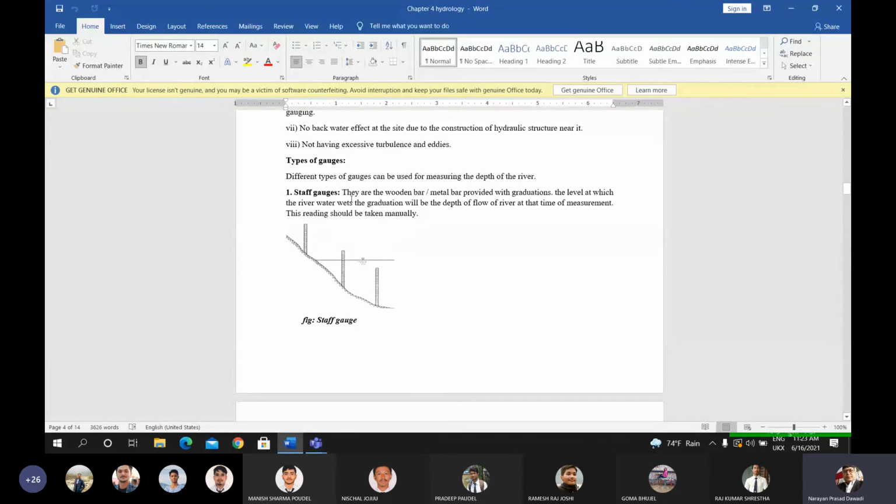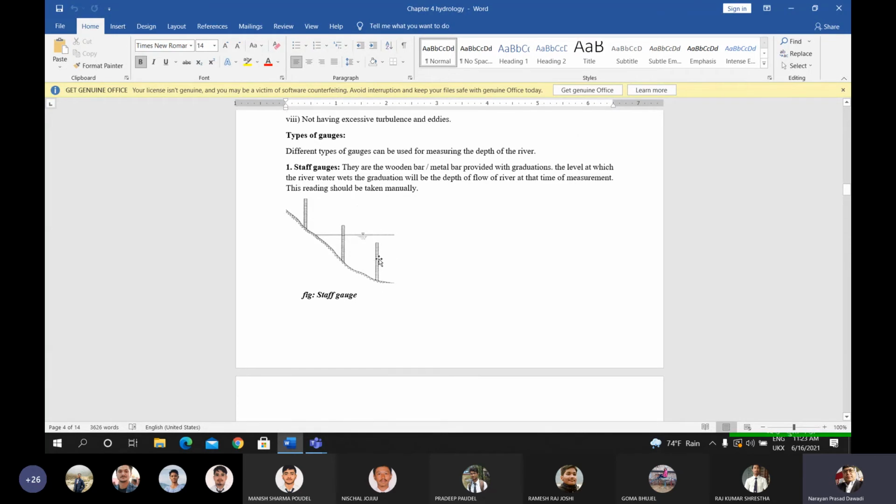Okay, this is the staff gauge. It is a wooden bar or metal bar provided with graduations. The level at which the river water meets the graduation will be the depth of the flow of that river at that time of measurement. This reading should be taken manually. For the staff gauge, the reading is taken manually.